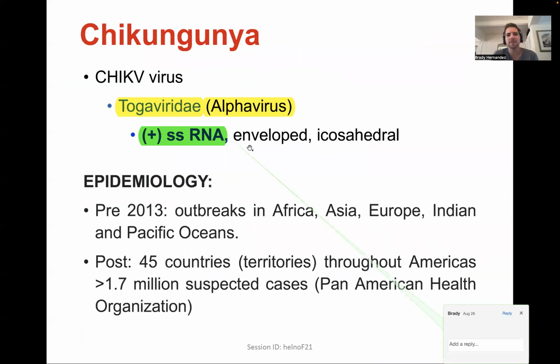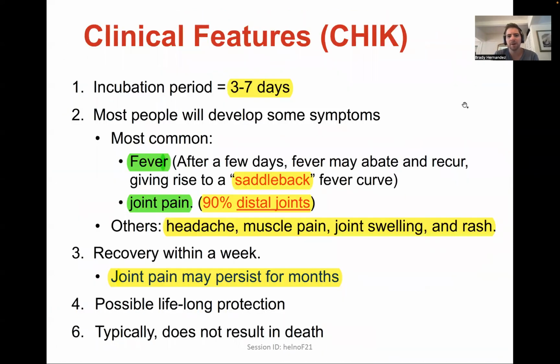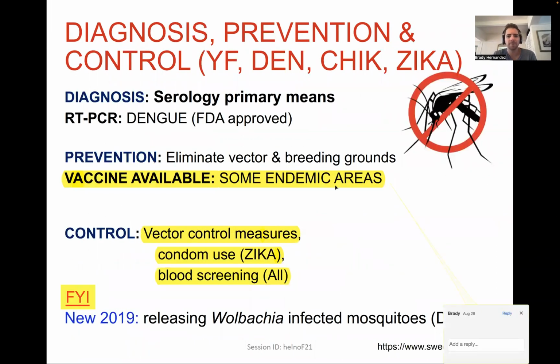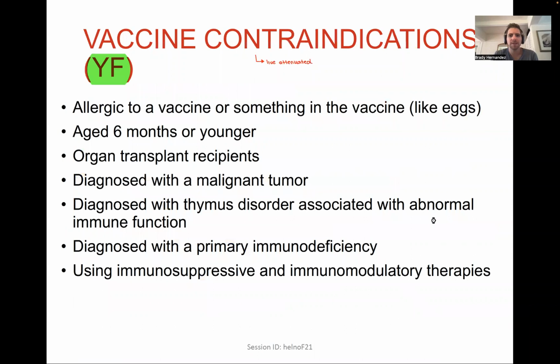Chikungunya, also positive sense RNA. Here, the big thing I try to remember is 90% joint pain. Saddleback fever, meaning it kind of relapses and remits. So you get the saddleback fever, comes and goes, but joint pain in 90%. So if we talk about joint pain, maybe lead to chikungunya. All right, that should be about it.